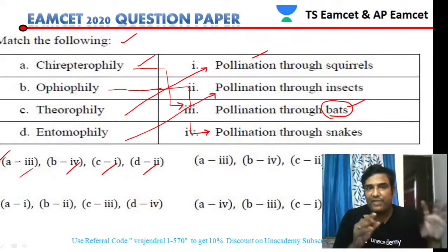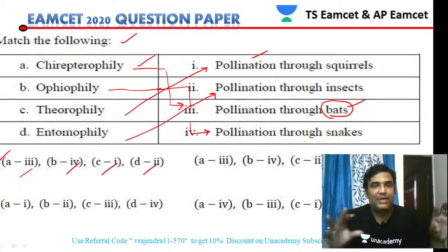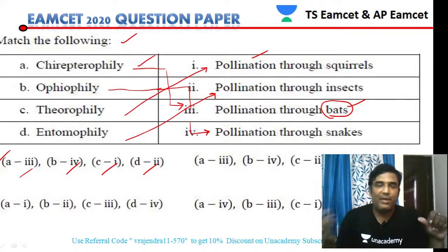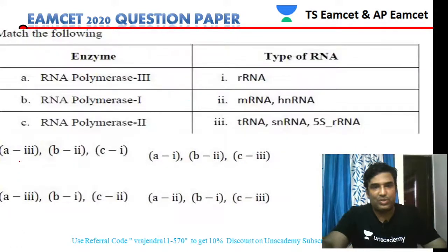So chiropterophily means pollination by bats. Ophiophily means pollination by snakes. Therophily means pollination by squirrels. Entomophily means pollination by insects. So that is the first question. Let us move to the next question, students.